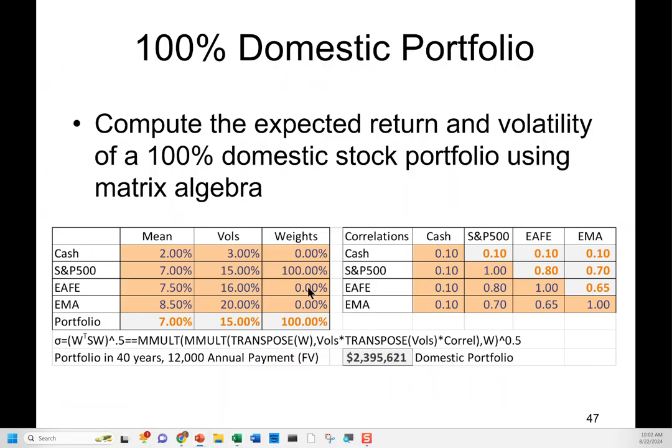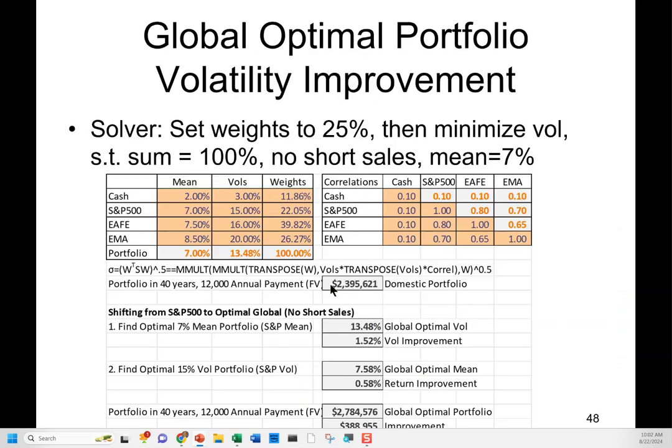So in this section, we talked about the advantages of going from a domestic portfolio to a globally optimal portfolio.